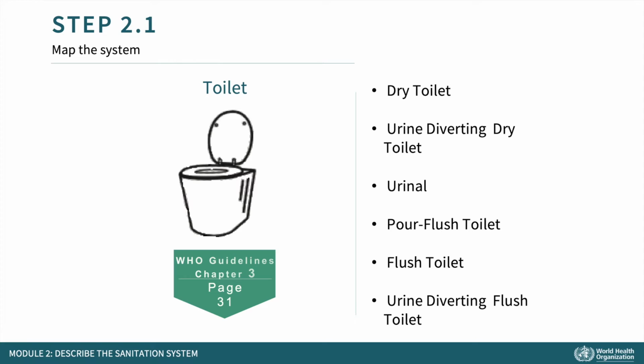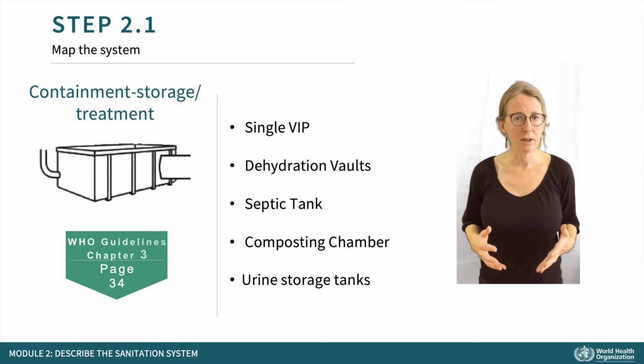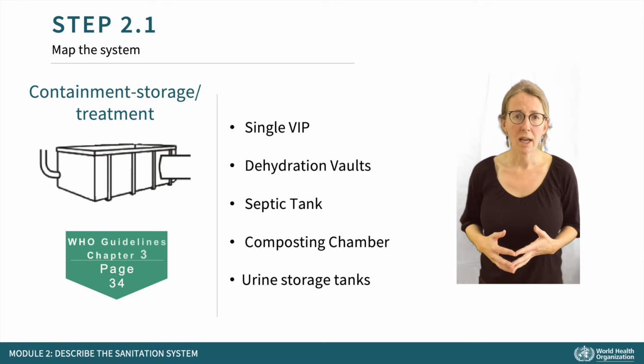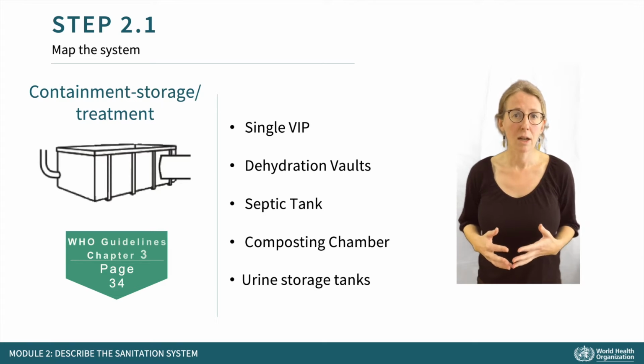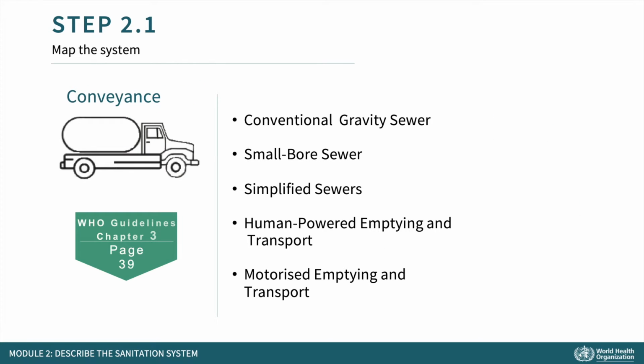This is where excreta are captured. These may be dry or flush toilets, urinals, and so on. Containment, storage, and treatment. This is only relevant to non-sewage sanitation systems and refers to the container, usually located below ground level, to which the toilet is connected. For example, pits or septic tanks. Conveyance is when wastewater or fecal sludge is moved from the containment technology to off-site treatment, end use, or disposal. Waste can be moved via sewers or transported by trucks.